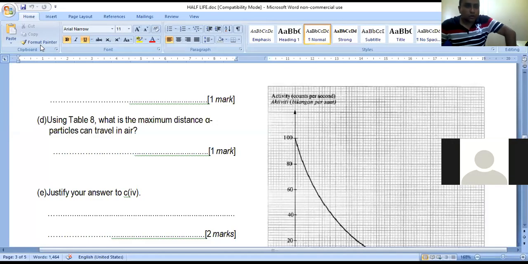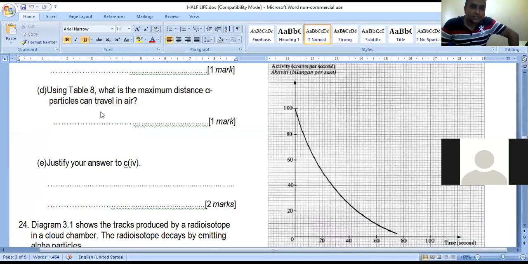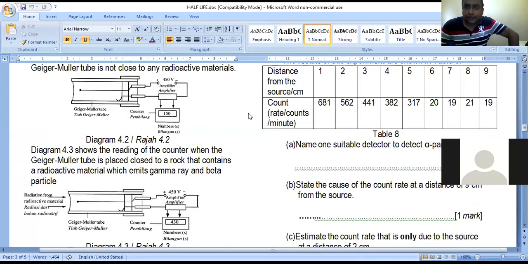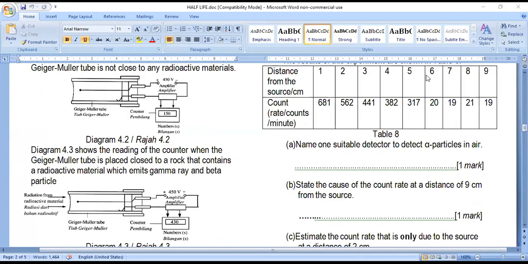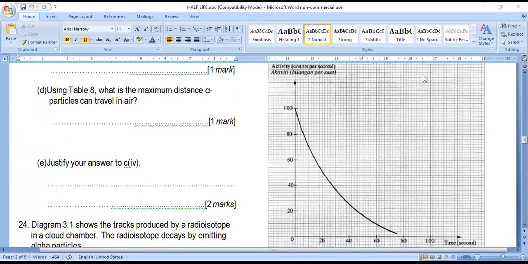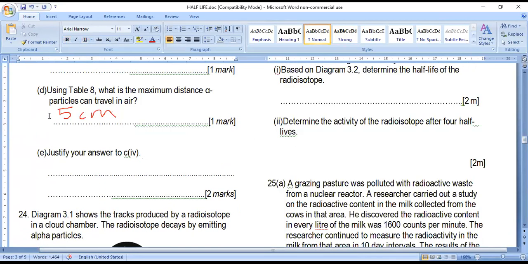Okay, so we continue back. Now, using table 8, what is the maximum distance alpha particle can travel? From here we can know that it's 5 cm. Okay, so justify your answer. They ask you to state your answer and justify it. So why do you say 5 cm?